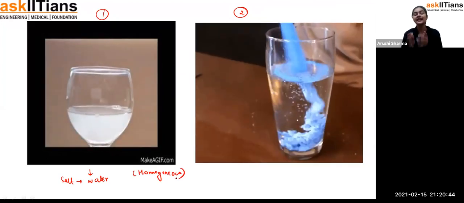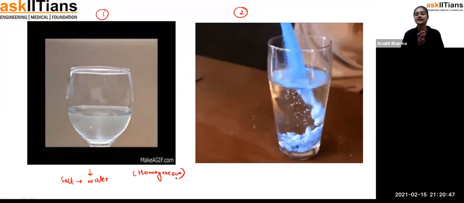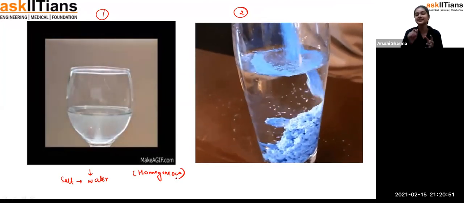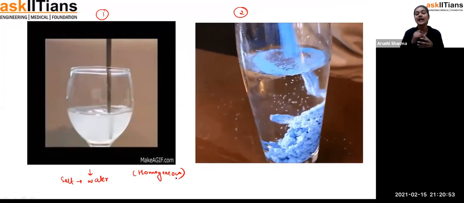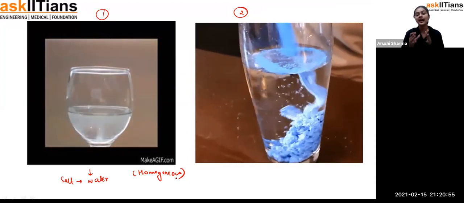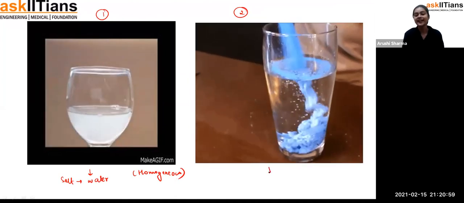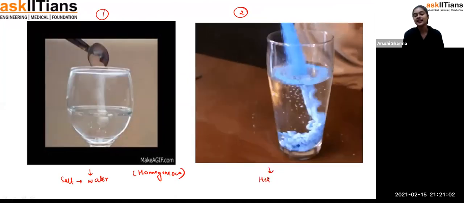But if you look at the second picture, you will say, ma'am, we are adding something blue and it is not getting dissolved. Even after adding, I am able to see that some blue component is there. Fine. So that would be the heterogeneous type of mixture.